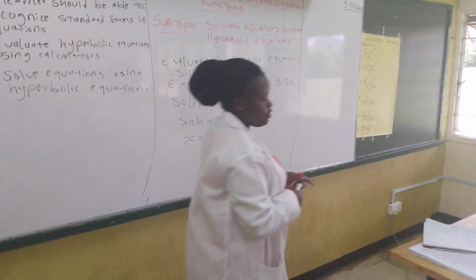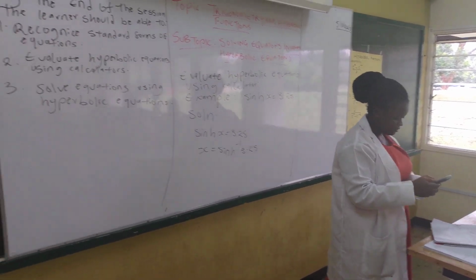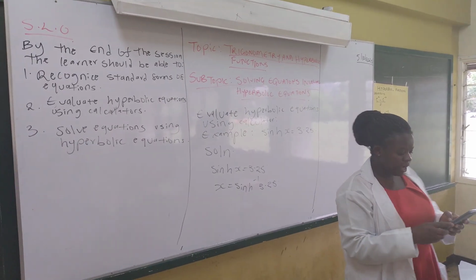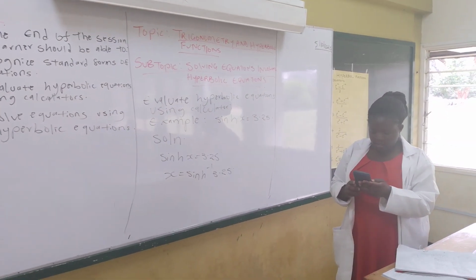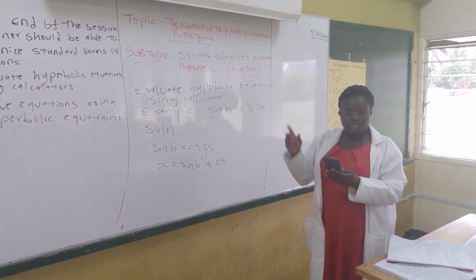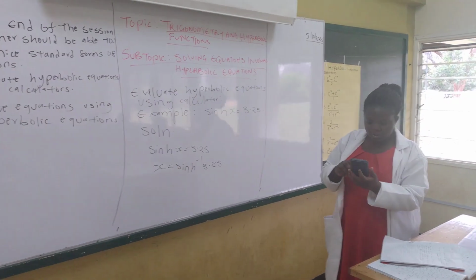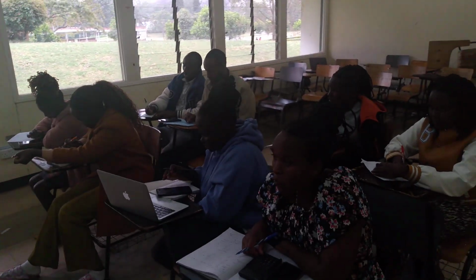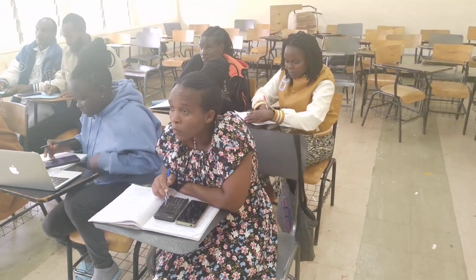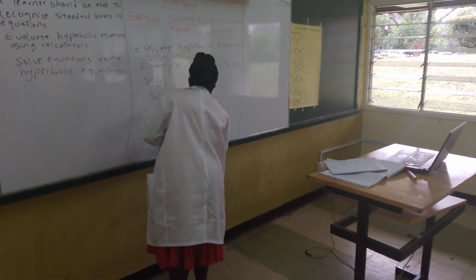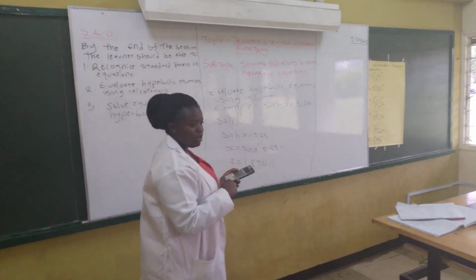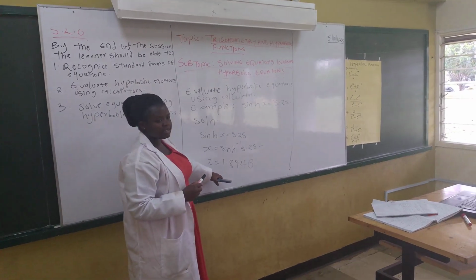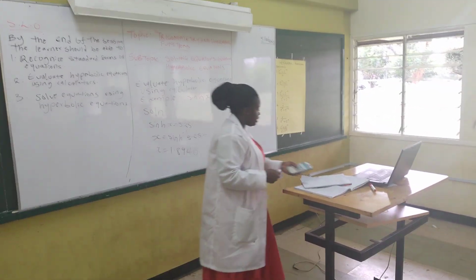Now, using your calculator, I'm going to guide you. Press hyp, then number 4, that means sinh inverse. Press 3.25. Confirm if your answer is this one: x is equal to 1.8946. Have you managed to get that answer? Yes, that is correct.